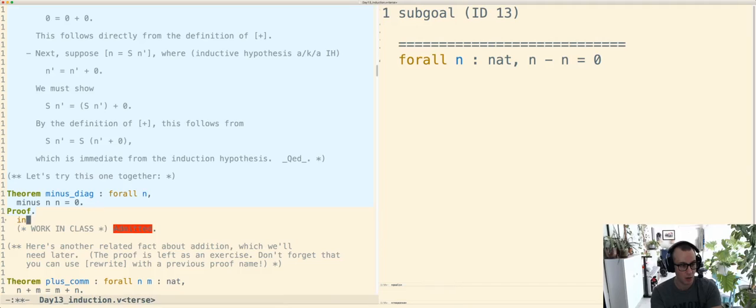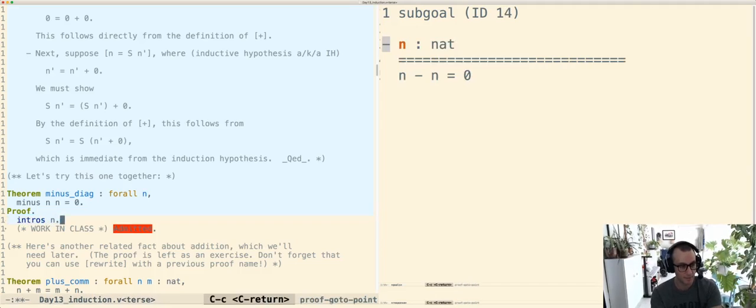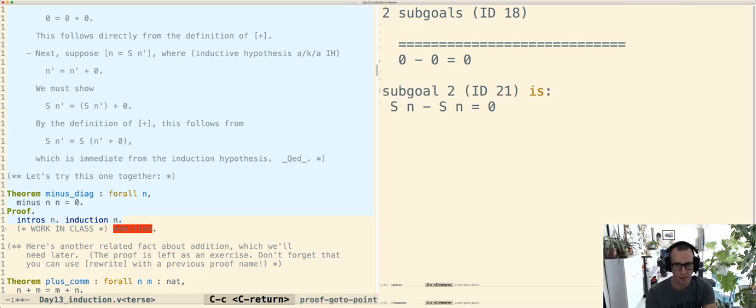So let n be given. Let's go by induction on n. Let's see this time what happens if we leave off the as pattern. It might be good just to see what Coq chooses to do.